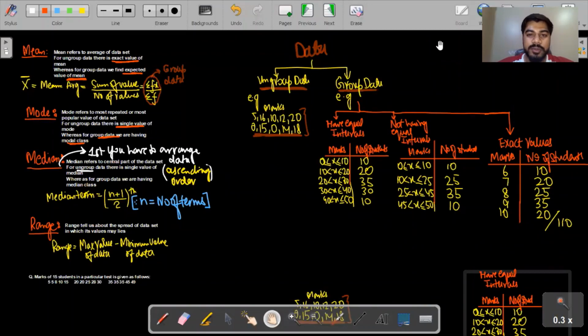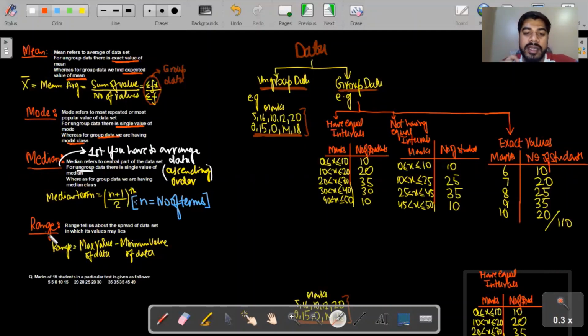So let's move on. Till last class, the topic that we had discussed in stats is that there are two types of data in which we mainly categorize the data: either ungrouped data or grouped data. In ungrouped data, exact values are given, whereas for grouped data, we have intervals, either equal or not equal, rather than the exact values of the data. Moreover, we have also discussed the statistical calculations by which we can analyze the data. The parameters are mean, median, mode, and range.